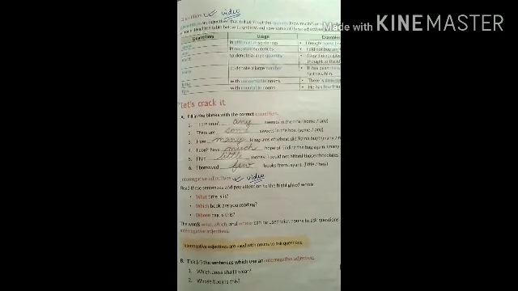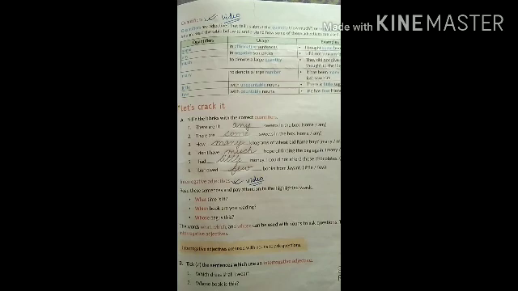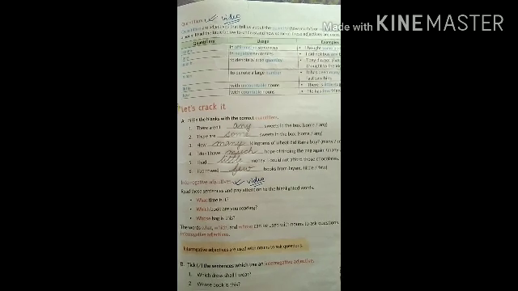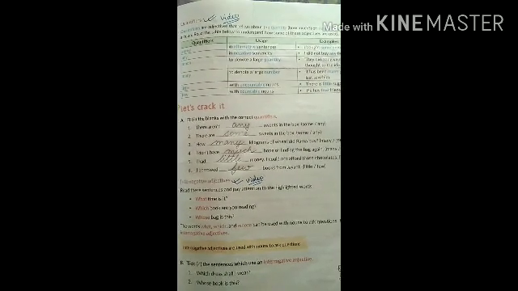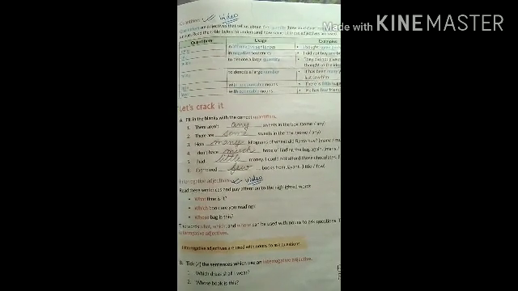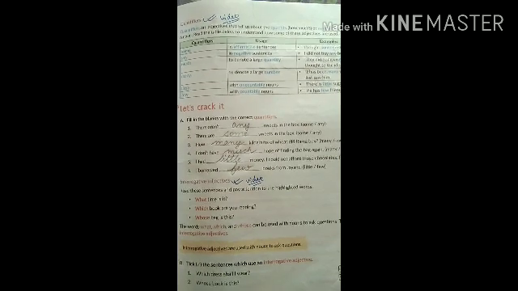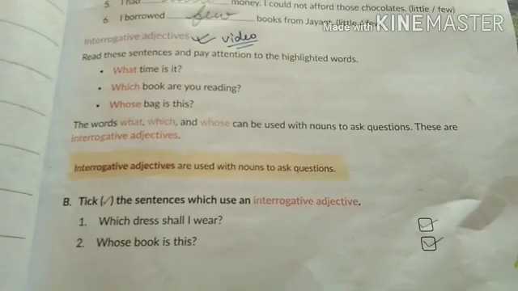I have written any. There are some sweets in the box. How many kilograms of wheat did Rama buy? I don't have much hope of finding the bag again. I had little money. I could not afford those chocolates. I borrowed few books from Jayant.